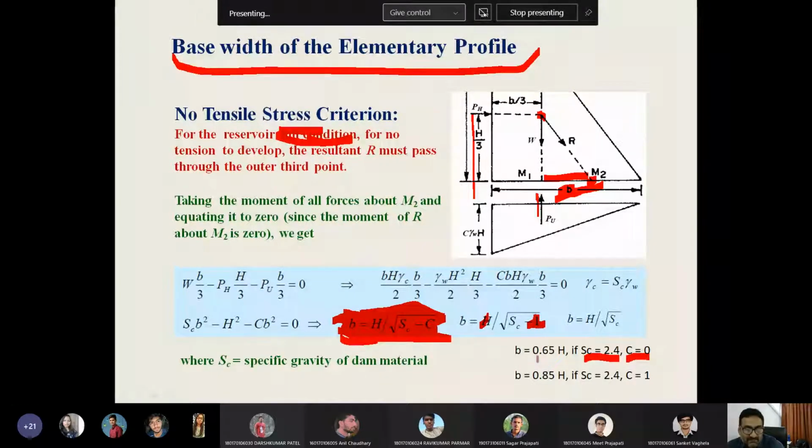If C is 0, it means no uplift is acting. If uplift is there, it means the soil condition is not good, the soil is clay kind of thing, and you are considering that full uplift is in action, then C is equal to 1. The specific gravity is again 2.4. You can increase this depending upon the type of concrete: it can be taken as 2.4, 2.45 or 2.5 if you are going for high and dense grade concretes. But 2.4 is the standard value, and in that case, with C taken as 1, the base width of the dam comes out as much as 0.85 times the height.